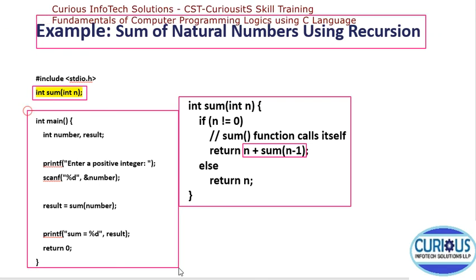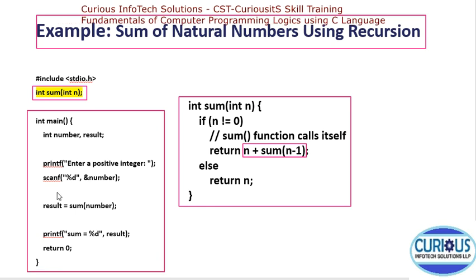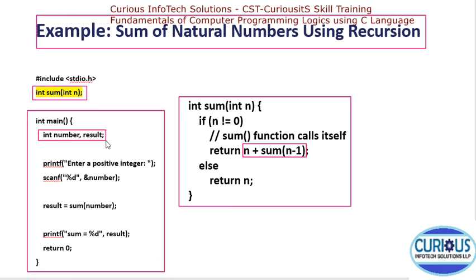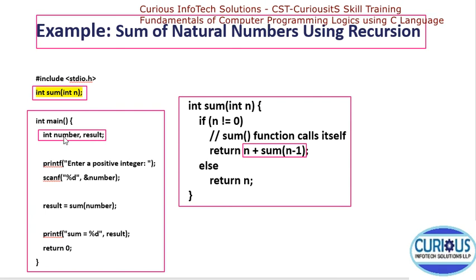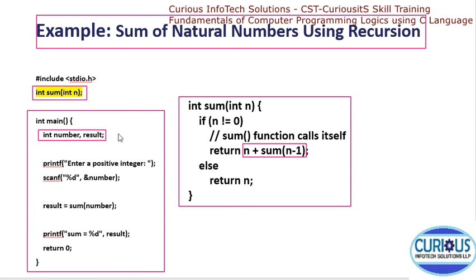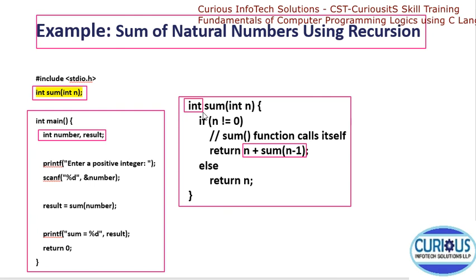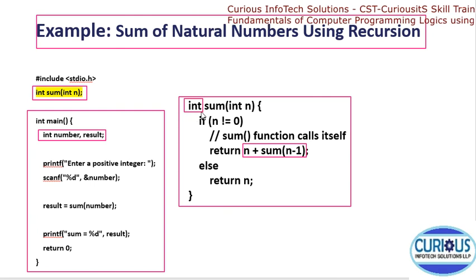Now we have a main function. In this main function, you are making two variables: one is number, and the second is result. Now see, we want to return. We want to return means with this recursive function, every time it will return this value.